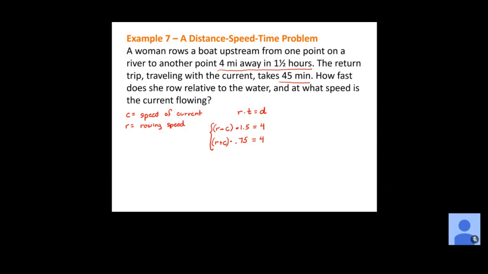And then when we went downstream and the current is helping us, then we did R plus C because the current is speeding us up there. Then we multiply by our times. Since the time in the first case was in hours, 0.5 hours, we also converted that 45 minutes to hours and got 0.75 or 3/4 of an hour. But in both cases, the distance was going to be 4, right? Because we were going 4 miles one direction and then 4 miles back the other direction. So that's how we got the system of equations here. Now we've just got to figure out how we're going to solve it. So what do you think we might need to do first if we're going to solve that system of equations?